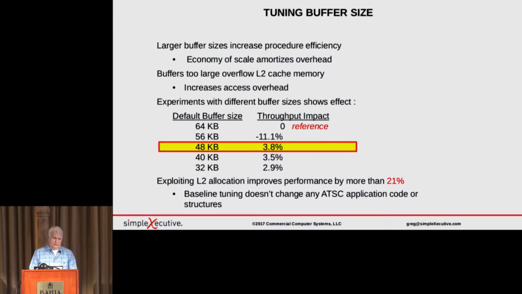And then it dawned on us that the buffers are too big to get them all in there, so you have to swap them in and out all the time. So this made sense. We were looking at this and exploiting the L2 allocation. It improves the performance by more than 21%. And again, we've changed no code, no data, no hardware. We just allocated some stuff. In other words, we're actually going back and telling the operating system to handle things in a particular way.